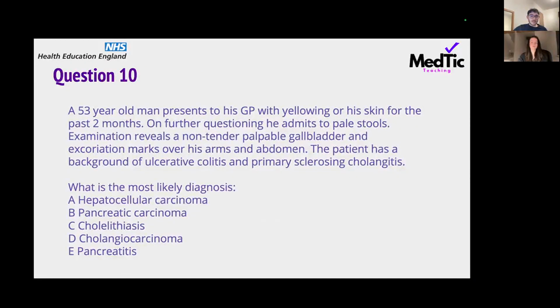So the final question is: a 53-year-old man presents to the GP with yellowing of his skin for the past 2 months. On further questioning, he admits to pale stools. Examination reveals a non-tender palpable gallbladder and excoriation marks over his arms and abdomen. The patient has a background of ulcerative colitis and primary sclerosing cholangitis. What is the most likely diagnosis?